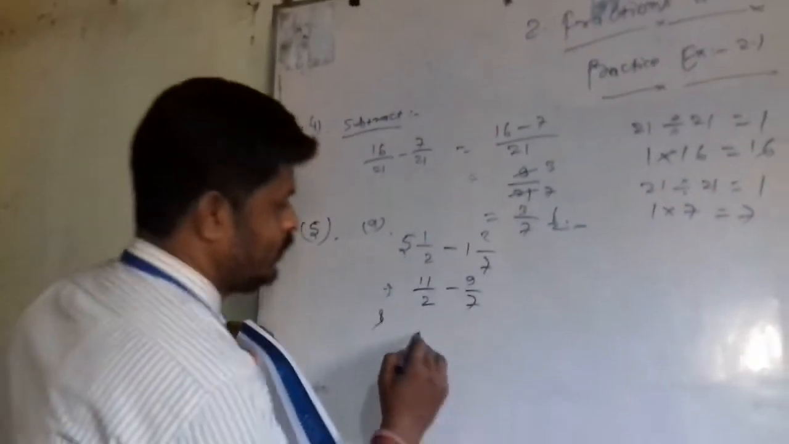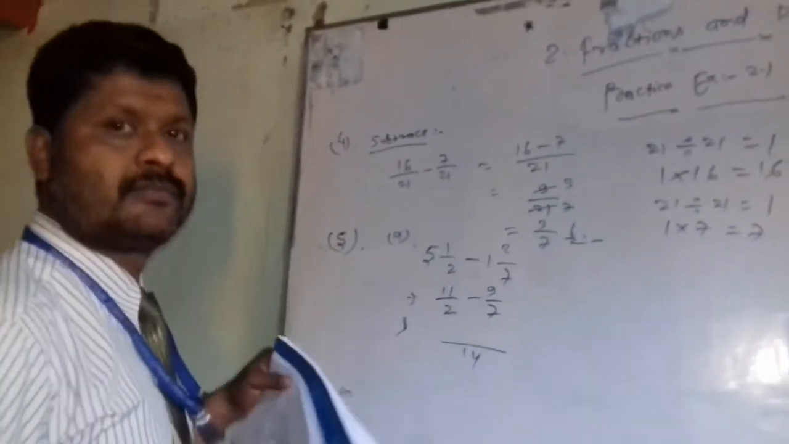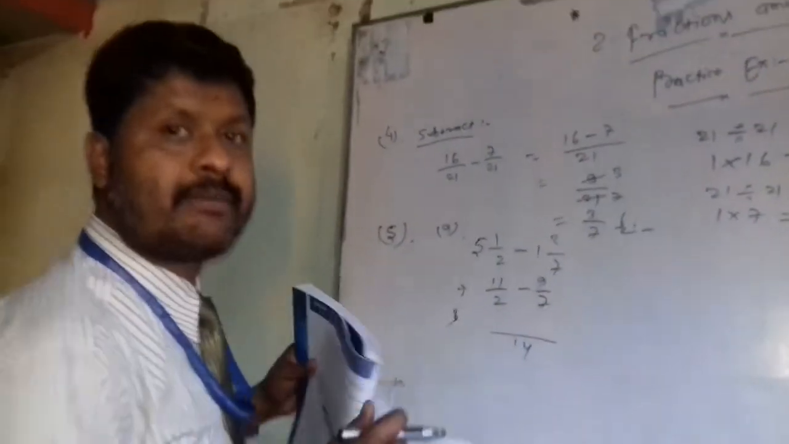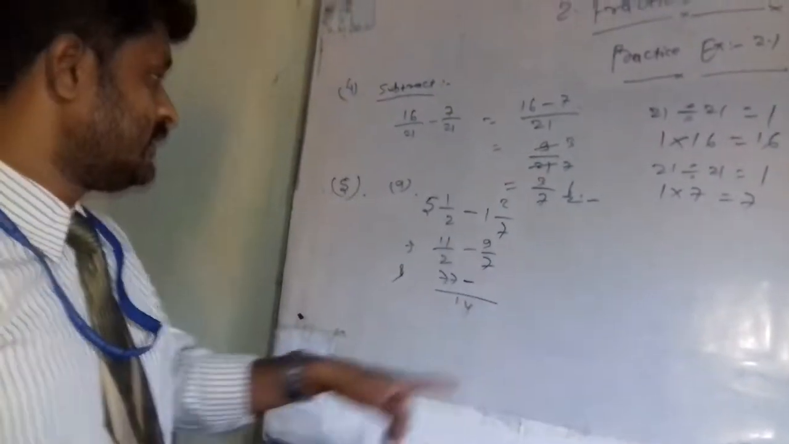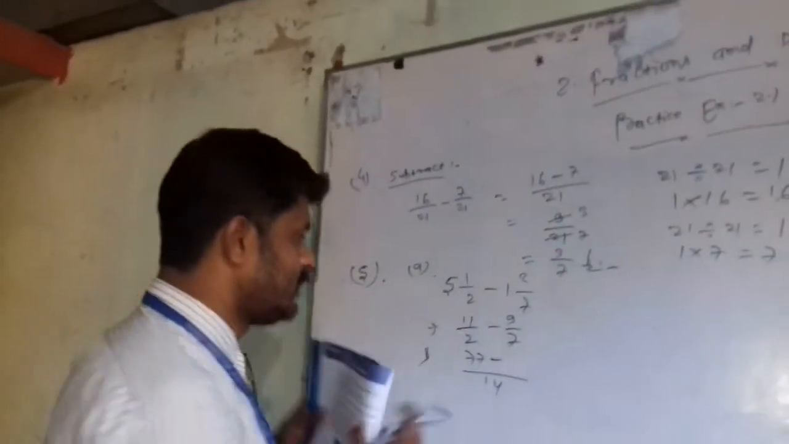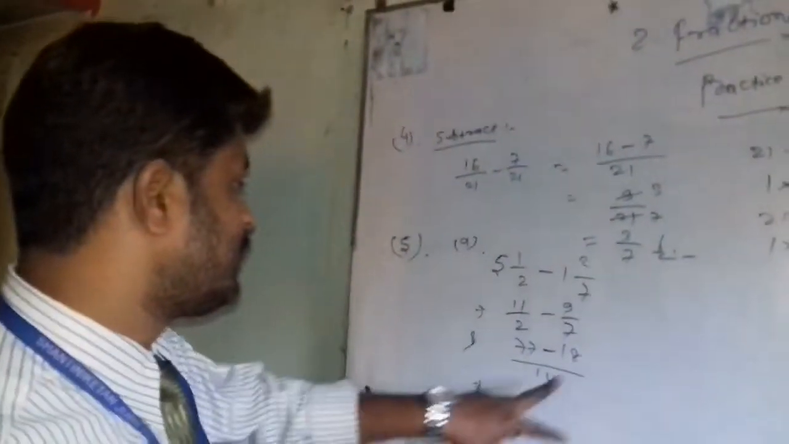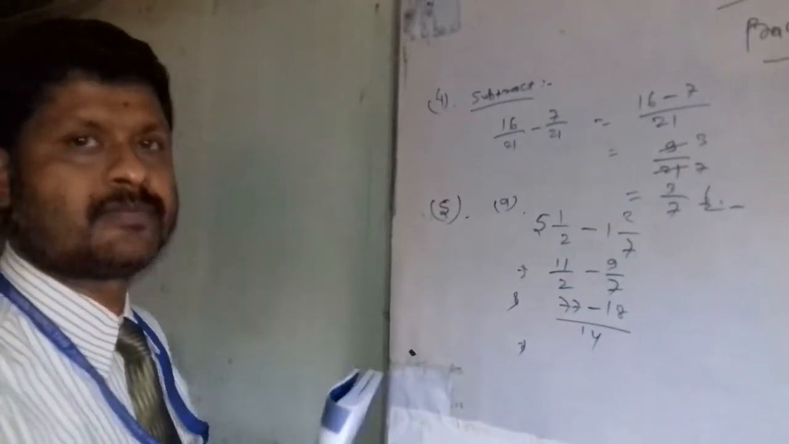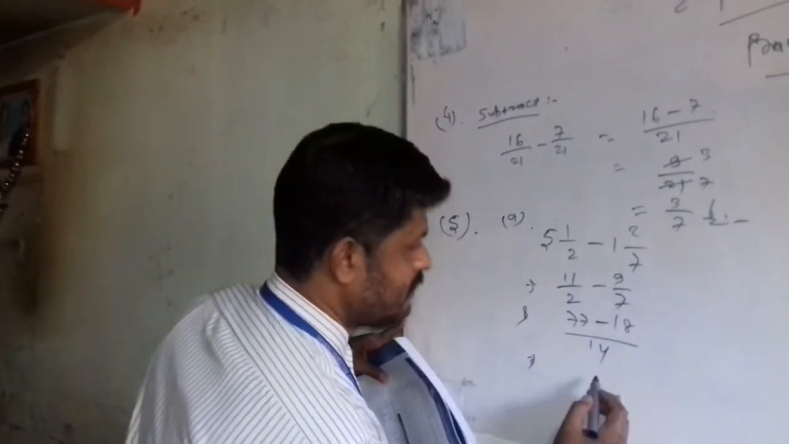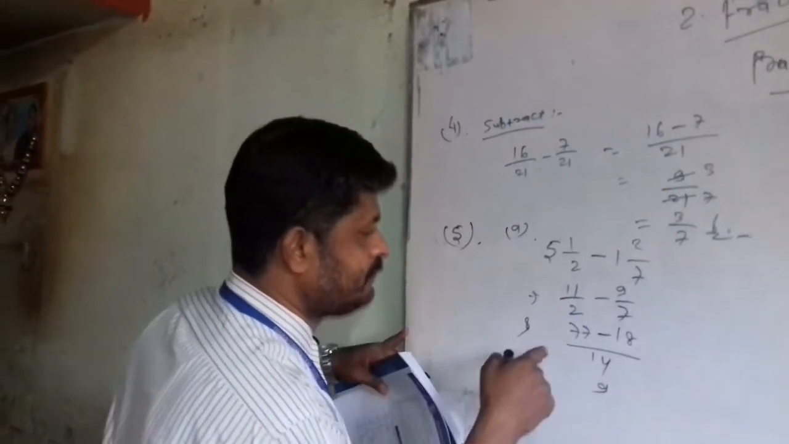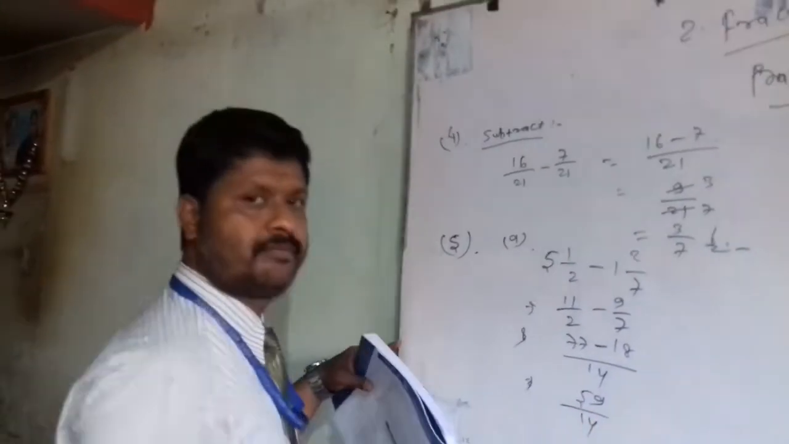Now the LCM of 2 and 7 is equal to 14. So 14 is divided by 2 and we get 7. So 11 7s are 77 minus 7 2s are 14. So 9 2s are 18. And now we subtract 18 from 77. And if you subtract 18 from 77, then you get 59/14.